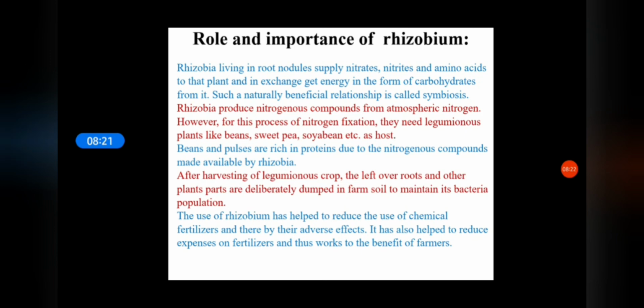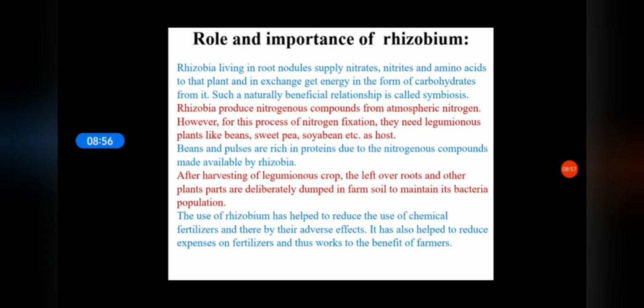Let us learn the role and importance of Rhizobium. This is mainly related to the nitrogen fixation process, which we have learned while learning the nitrogen cycle. Rhizobia living in the root nodules supply nitrates, nitrites and amino acids to that plant and in exchange get energy in the form of carbohydrates from it. Such a naturally beneficial relationship is called symbiosis or symbiotic association.